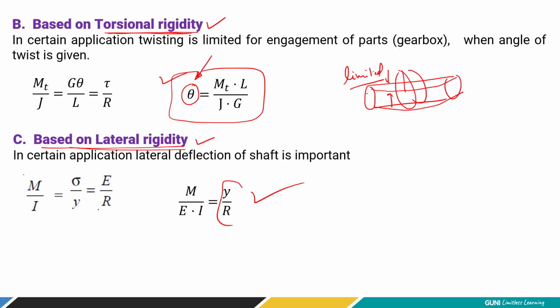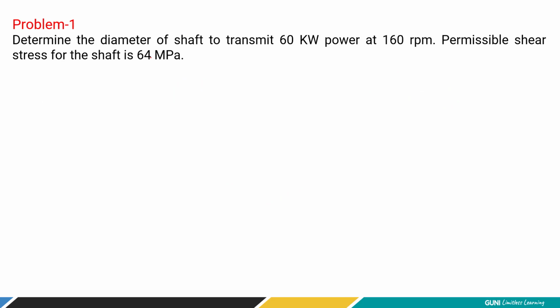Okay, now let's try to solve a problem. Okay, so that helps us to understand how the theory works. Okay, so first is determine the shaft diameter which transmits a load of 60 kilowatt power, right?